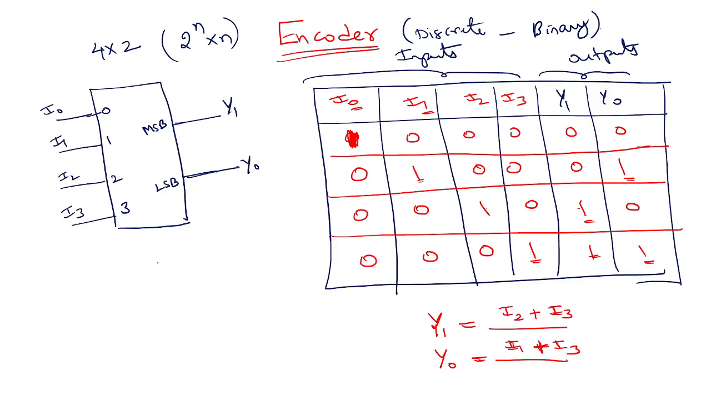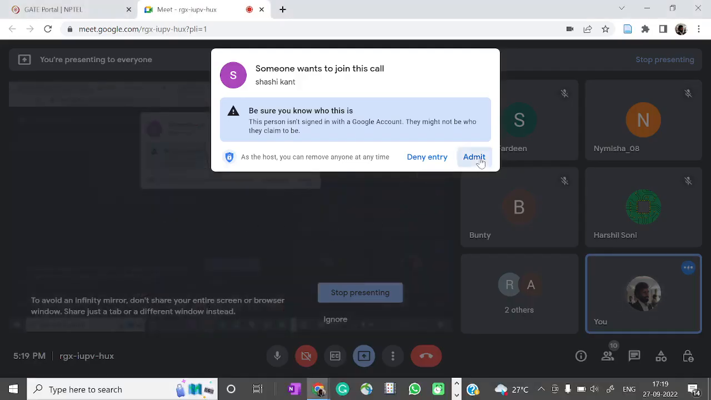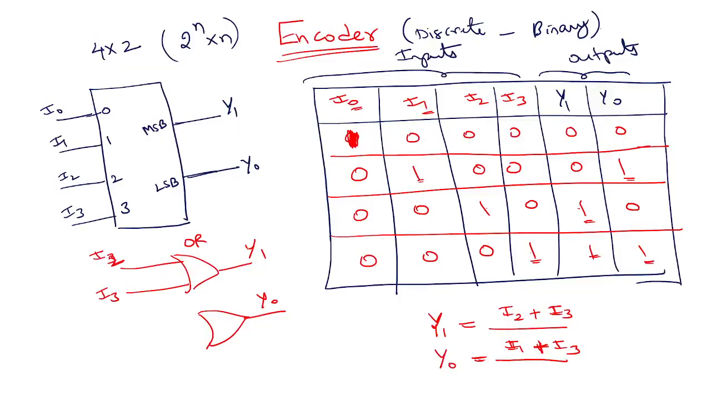So if I realize Y1, it takes I2 and I3, this is an OR gate, right? This is Y1. Y0 needs one more OR gate, with I1 and I3. Okay, so this is how you can realize it. It's simple. If you have two 2-input OR gates, I can realize a 4 by 2 encoder. It's not rocket science, right? Simple.